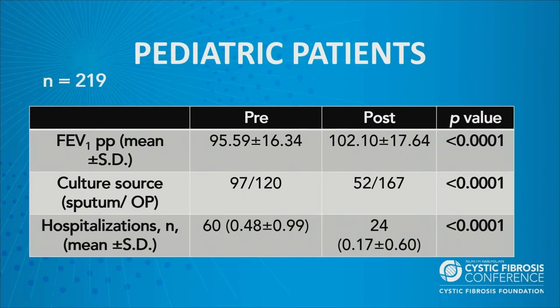We then decided to analyze the pediatric data set separately, and of the 219 pediatric patients, again we see there is a significant improvement in FEV1 percent predicted. Fewer patients were able to expectorate sputum, and there were fewer hospitalizations. Now, the numbers may not add up sometimes, and that is because we do have some missing data.